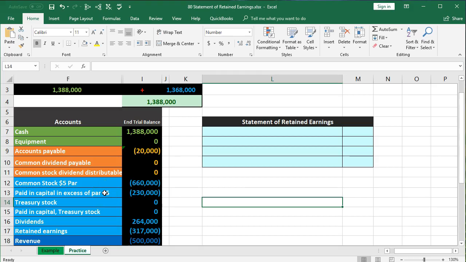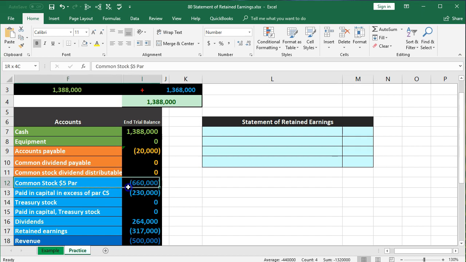Balance on the left side, we're going to focus in on that area that will be different from a corporation to other types of entities, that being the equity section. So we have our trial balance over here. We're going to enter the statement of retained earnings on the right.